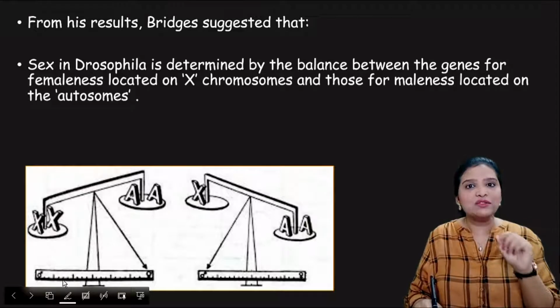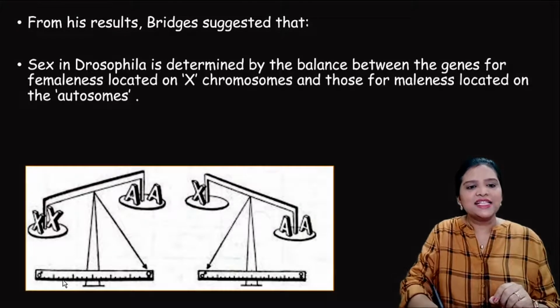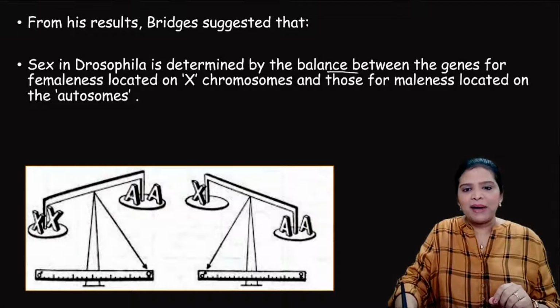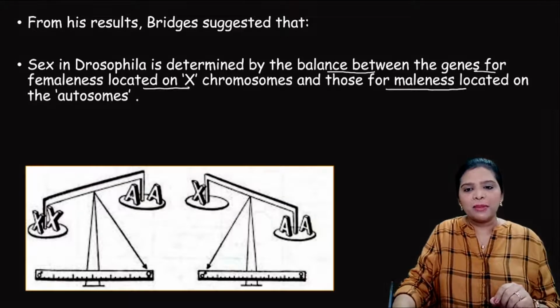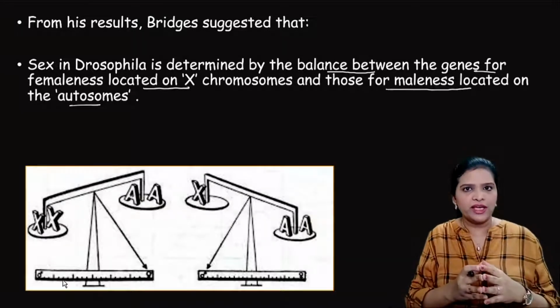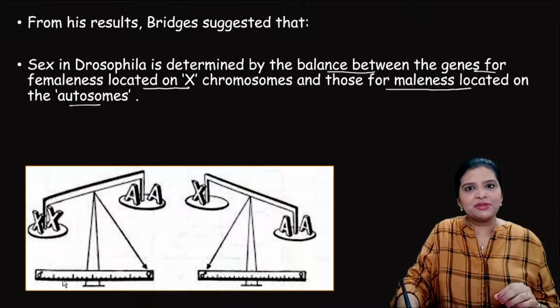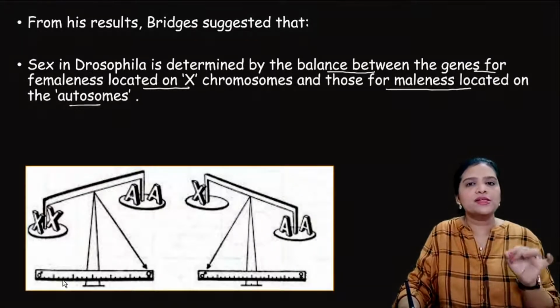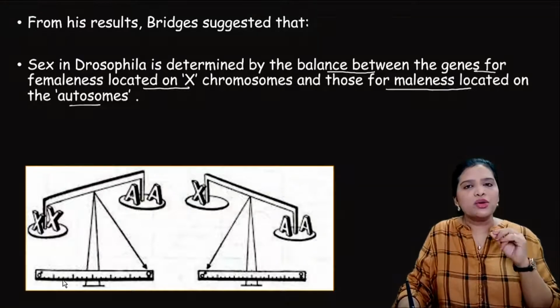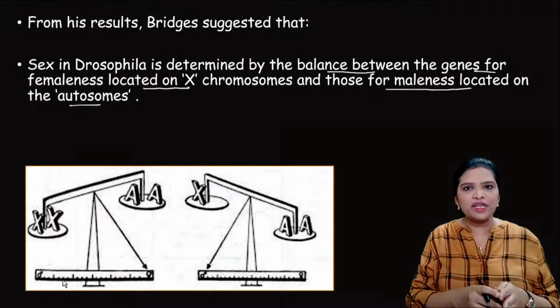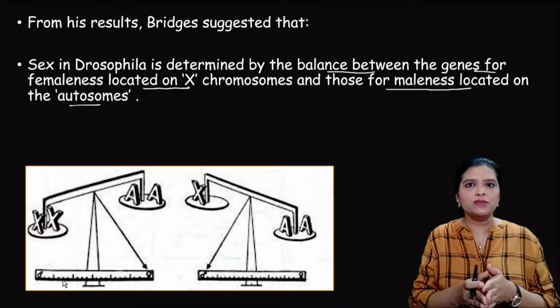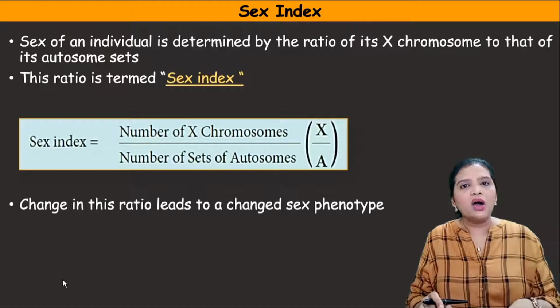So from these result findings, Bridges suggested that the sex in Drosophila is determined by the balance between the genes for femaleness located on the X chromosome and for maleness located on the autosomes. I told you the male character is determined by some genes present on the autosomes, not on the Y chromosome. Accordingly, his findings show that whether a Drosophila is male or female is determined by a balance between the number of X chromosomes and the sets of autosomes present in the Drosophila. So how is this occurring exactly?